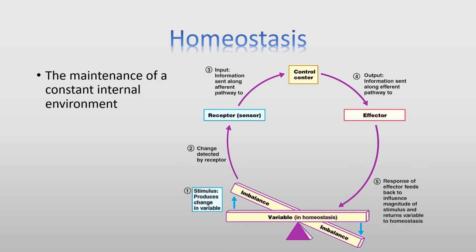Homeostasis is the maintenance of a constant internal environment. While the internal environment fluctuates slightly, receptors detect these small changes and send messages to the control center, which in turn sends information to the effectors. That results in a response that returns whatever we're looking at, whether it be blood sugar or temperature, back to normal. This is an example of negative feedback.